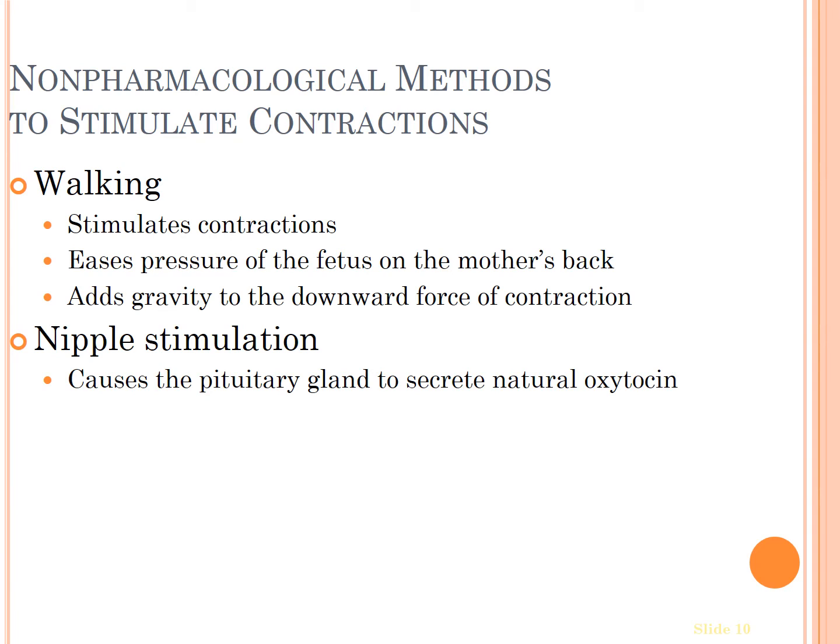Nipple stimulation. This is either pulling or rolling of the nipples, gentle rubbing with a soft cloth, getting in a whirlpool, as long as her bag of waters is not broken, or even using a breast pump, because that stimulates the oxytocin in the pituitary gland to be released, and therefore stimulating contractions.